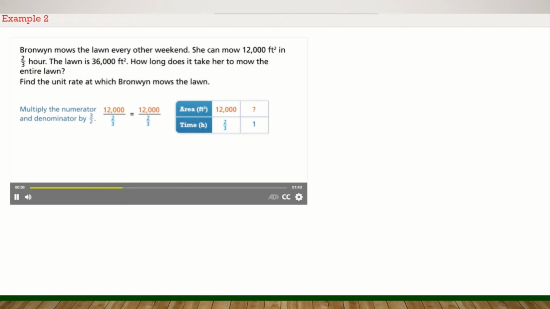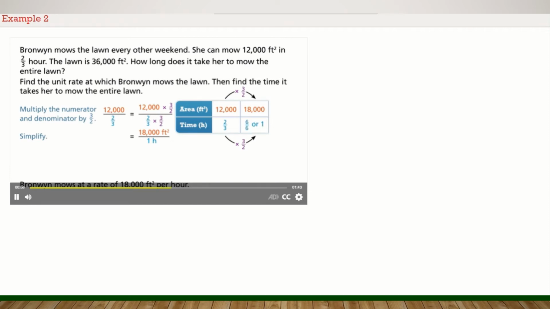To find the unit rate, multiply the numerator and denominator by 3/2. Simplify. Bronwyn mows at a rate of 18,000 square feet per hour. Next, find the time it takes Bronwyn to mow the entire lawn. What times 18,000 equals 36,000? 18,000 times 2 equals 36,000. Multiply each term of the unit rate by 2 for the area of the entire lawn. Now simplify.